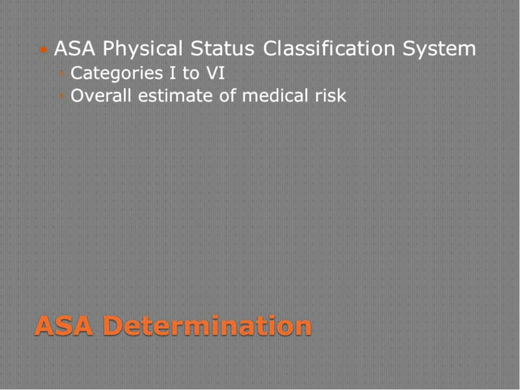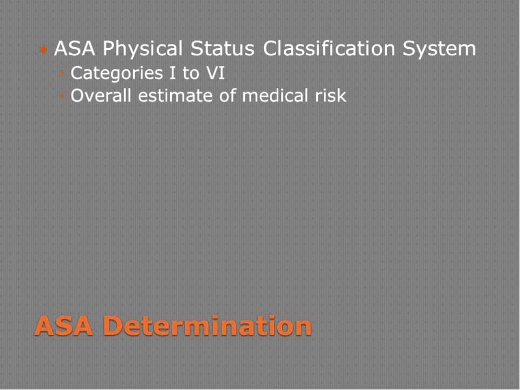ASA 2 is a patient that has a mild systemic disease, and that's controlled. Asthma, for example, is an ASA 2. Seasonal allergies are an ASA 2. So there's some gray area with that as well. Say I'm on blood pressure medication, and my blood pressure is 110/78. No, that's not my blood pressure, but that is a mild systemic disease, hypertension, but it's well controlled.